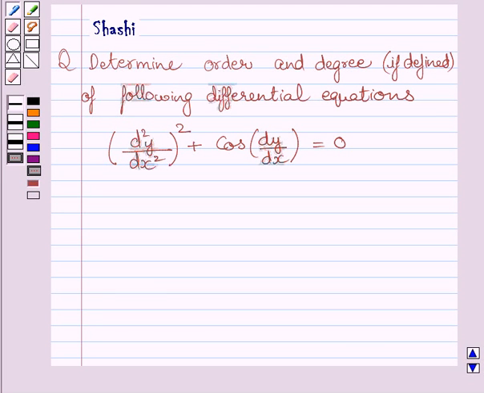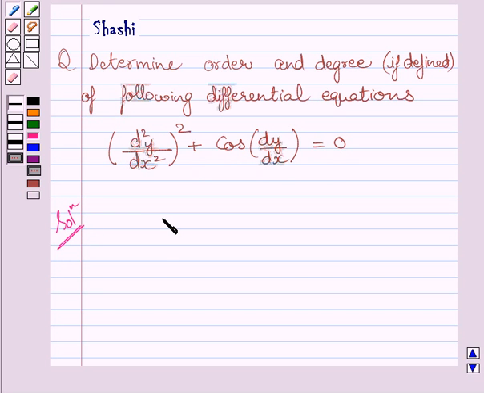Let us discuss the following question. Question says, determine order and degree of following differential equations. Given differential equation is square of d square y upon dx square plus cos dy upon dx is equal to 0. Let us now start with the solution.